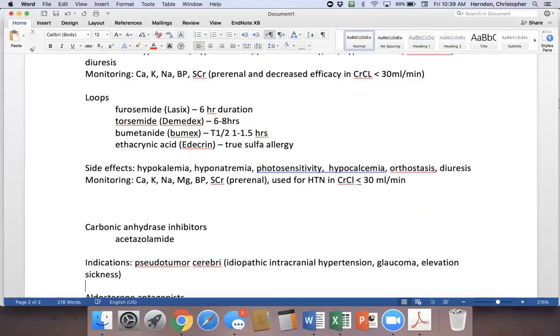How do carbonic anhydrase inhibitors work? It's in the name. It inhibits carbonic anhydrase. What does carbonic anhydrase do? It converts bicarb to CO2. So you're basically inhibiting the production of CO2.